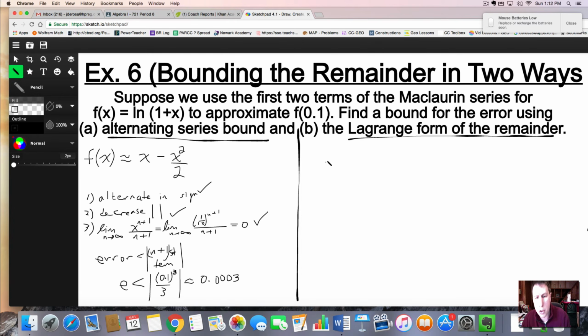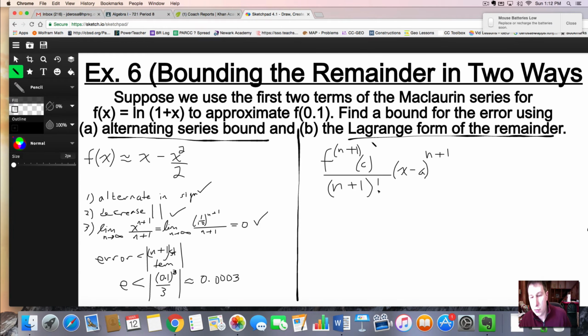Now, what about the Lagrange form of the remainder? So consider this one now. It says you're going to take the n plus 1 term of your Taylor formula, okay, and let's see what this ends up giving us. So just pause here for a moment.